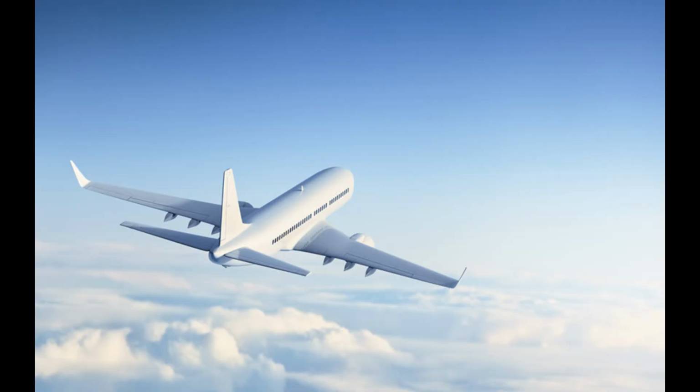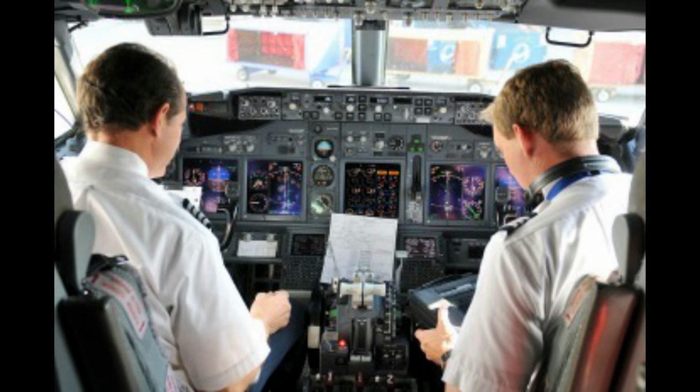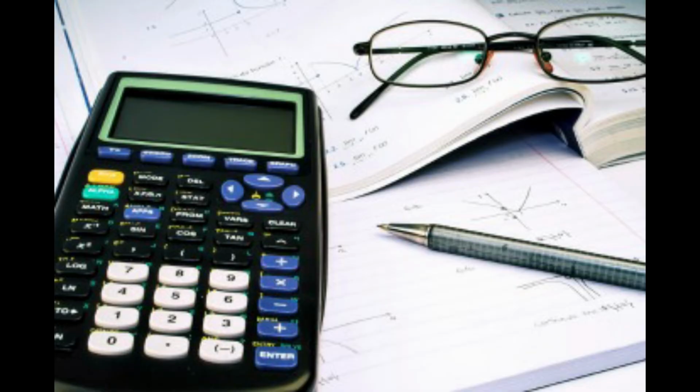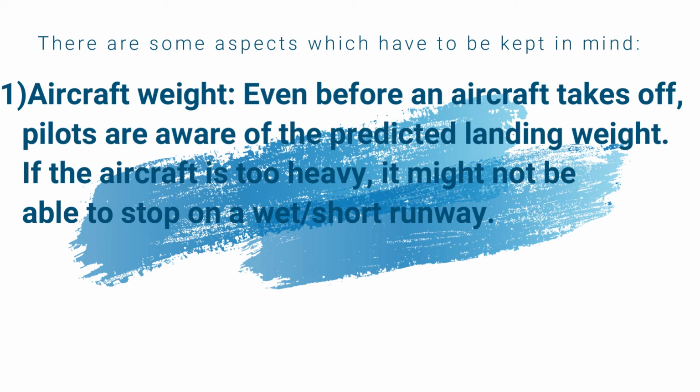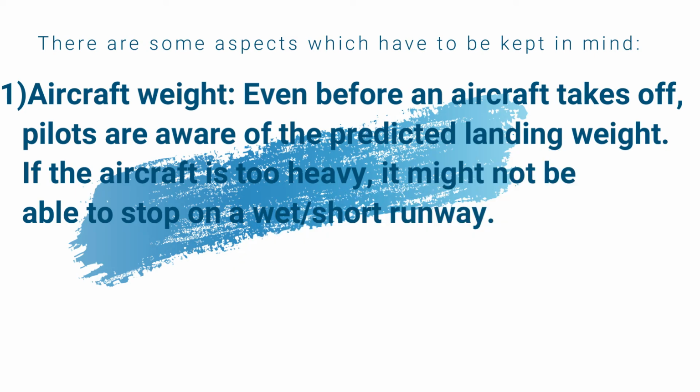A safe landing of an aircraft depends heavily on the braking system, however, not entirely. For a pilot to safely stop a plane, prior calculations and preparation need to be done. If an aircraft touches down at a very high speed, there is only a little the braking systems can do. There are some aspects which have to be kept in mind. Aircraft weight. Even before an aircraft takes off, pilots are aware of the predicted landing weight. If the aircraft is too heavy, it might not be able to stop on a wet short runway.